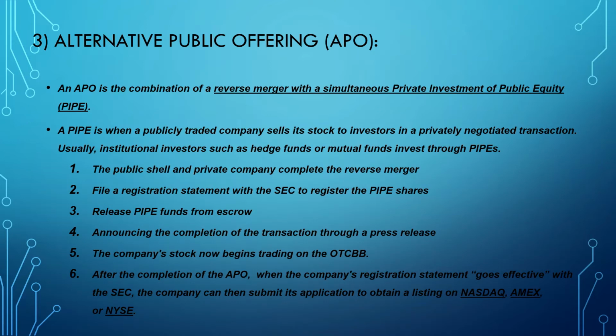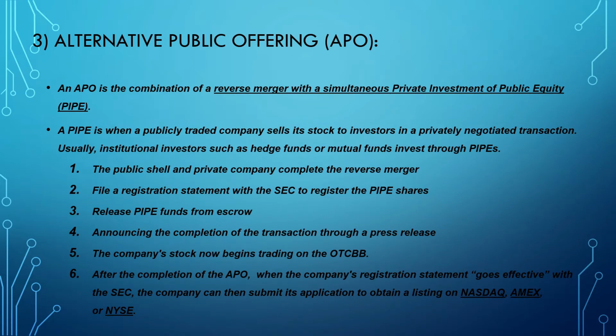How does an alternative public offering work? First, the public shell company and the private company complete the reverse merger. Then the company files a registration statement with the SEC to register the PIPE shares. And after this registration is filed with the SEC, the PIPE funds are released from escrow and the company announces the completion of the transaction through a press release.